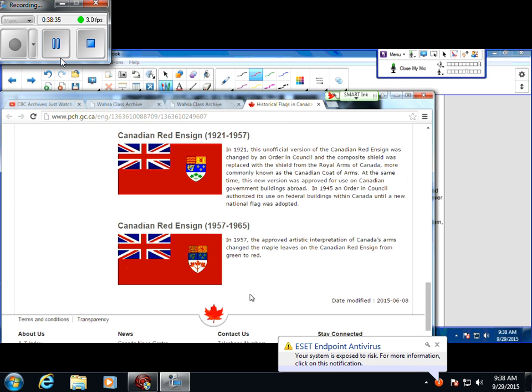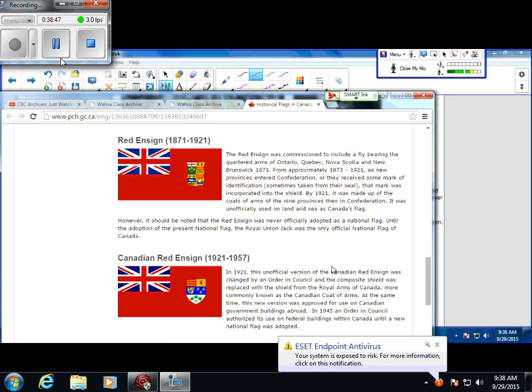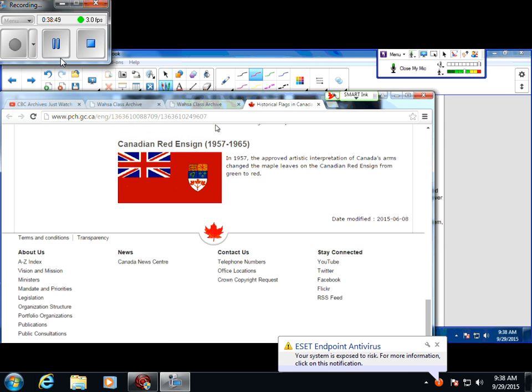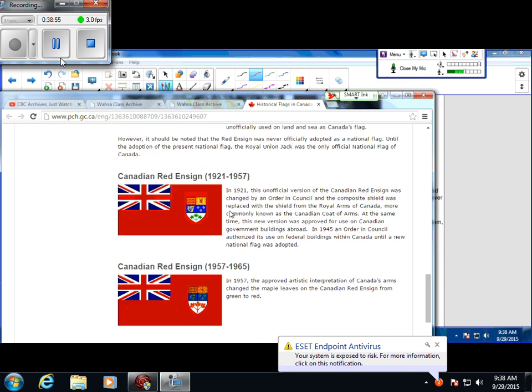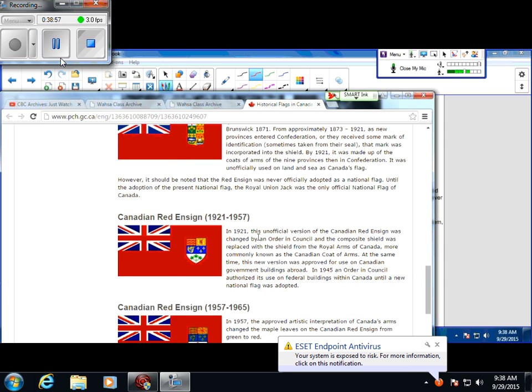So you may be wondering what the Canadian flag was like prior to 1965. It looks like this. A neat little website. You can scroll through it. This was the Canadian flag from 1957 to 1965. It has all the different Canadian flags.